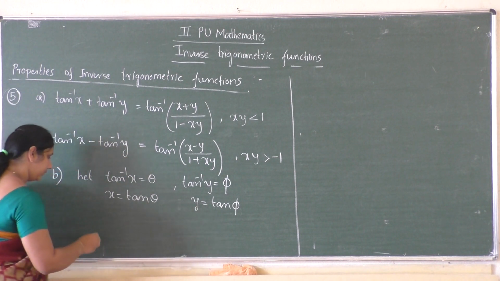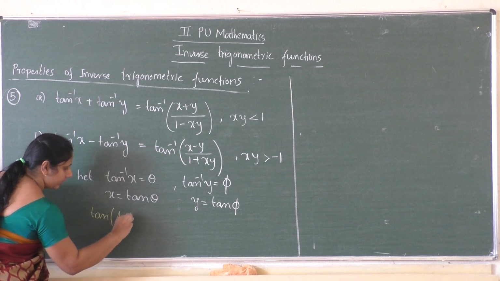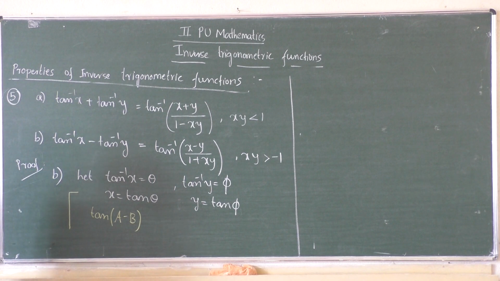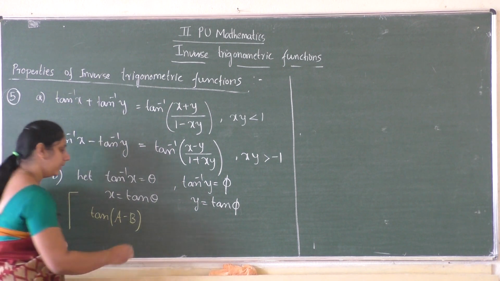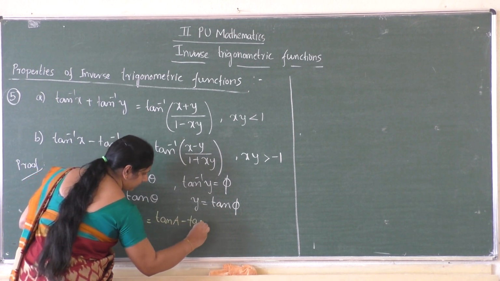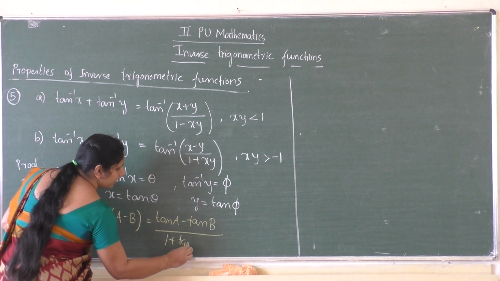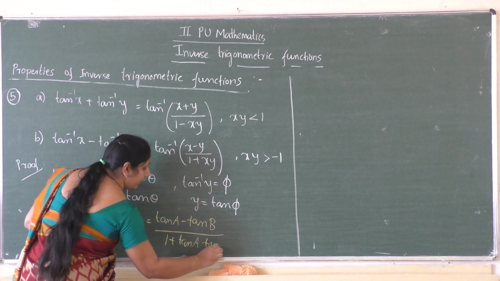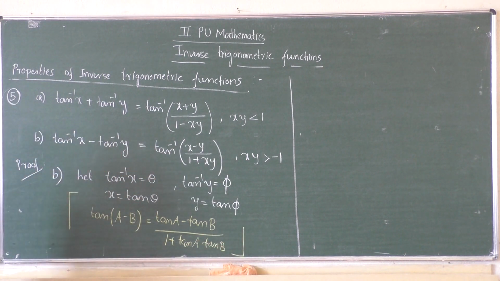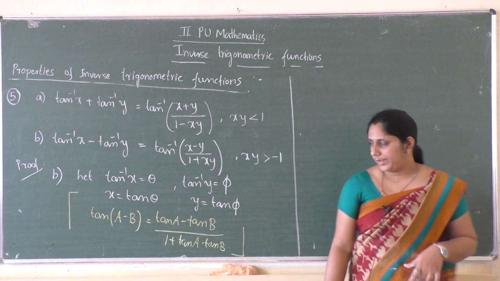Again in first year, we have learned one more formula, that is tan of a minus b. What is the formula tan of a minus b? It is tan a minus tan b divided by 1 plus tan a into tan b. So this is the formula we studied in first year. Now we will make use of it.